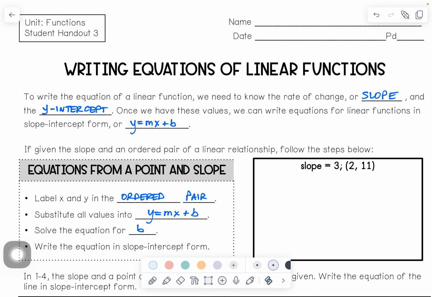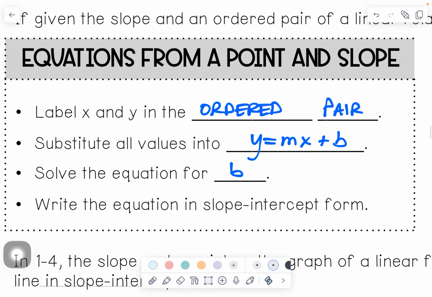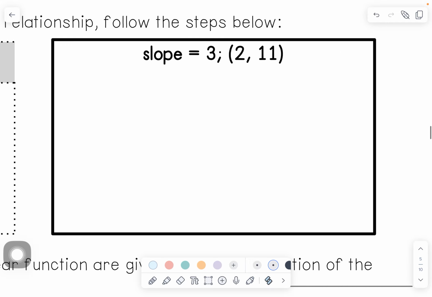And remember, y equals mx plus b is our goal. So equations from a point and slope is what we're going to do first. To do that, we're going to label the x and y in the ordered pair that's given to us. That's a coordinate. We're going to substitute all the values we know into y equals mx plus b. We're going to solve the equation for the value that we don't know, which is b. Then we're going to write the equation in slope-intercept form. Let's check it out step by step.